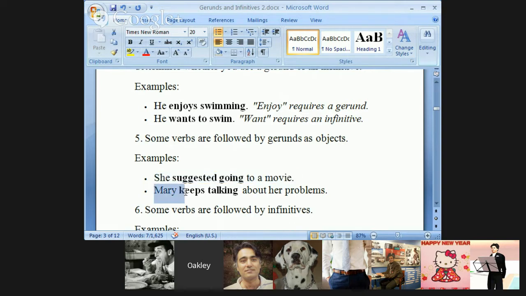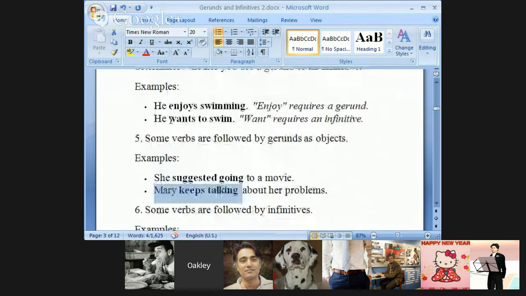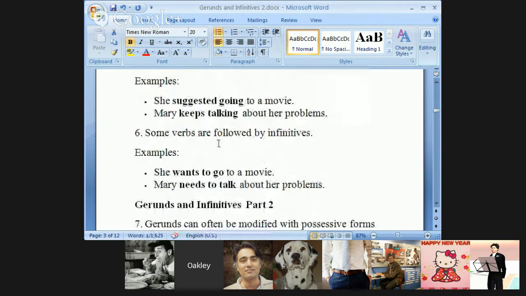And the next one, Mary keeps a gerund. Mary keeps talking about her problem. Mary keeps to talk about her problems. Absolutely does not make sense. Here's a couple more. All right, we have enjoys, suggests, keep. We need gerunds. Want needs an infinitive. Here's some more.